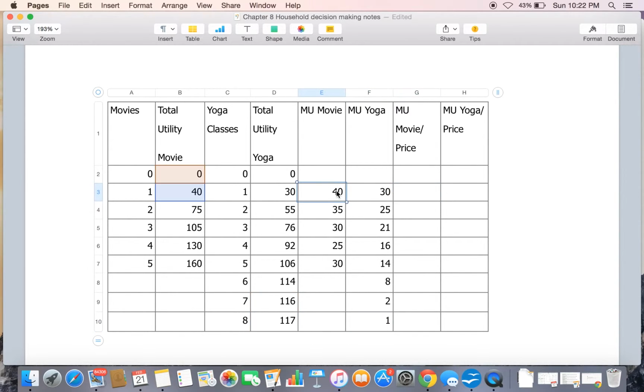And so you could say, well, the movie is much more satisfying than the yoga class. Here, obviously, the movie is way more satisfying than the yoga class, but we want to look at all of these figures per dollar spent. How much satisfaction am I getting per dollar?